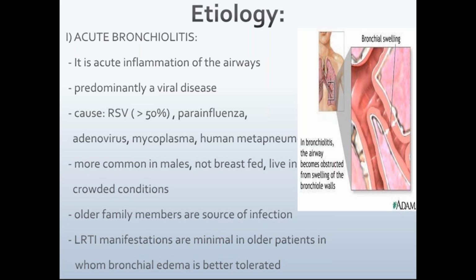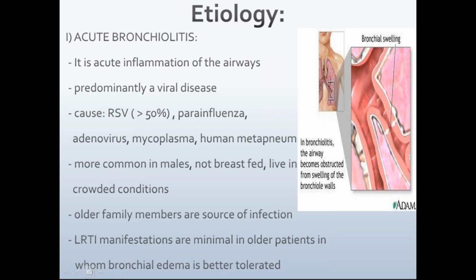It is an acute inflammation of the airways, predominantly a viral disease. More than 50% of cases are due to respiratory syncytial virus. Other viruses are metapneumovirus, adenovirus, influenza and parainfluenza virus. It is more common in males who are not breastfed, so breastfeeding is very important. Also seen in those living in overcrowded areas. LRTI manifestations are minimal in older patients, in whom bronchial edema is better tolerated.